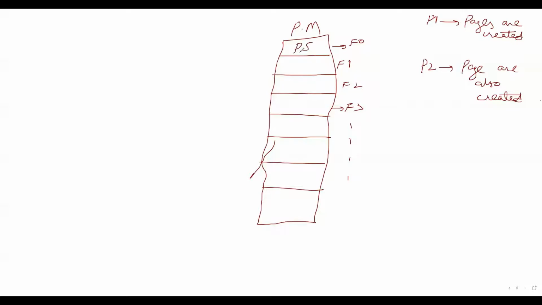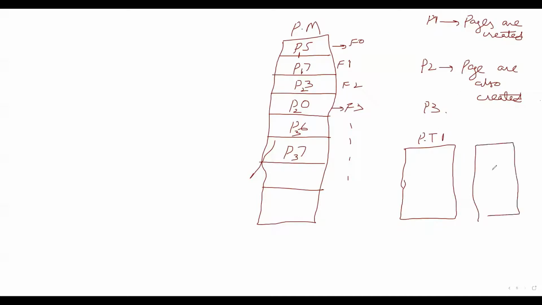Let's suppose frame 5 of process 1, frame 7 of process 1, frame 3 of process 2, page 0 of process 2, page 6 of process 3, page 7 of process 3, and so on. This mapping will be stored in the page table. So let's say we have 3 processes, so we will have 3 page tables. This is page table 1 for process 1, and likewise, we will have page table 2 for process 2 and page table 3 for process 3. So let's say these are the entries.